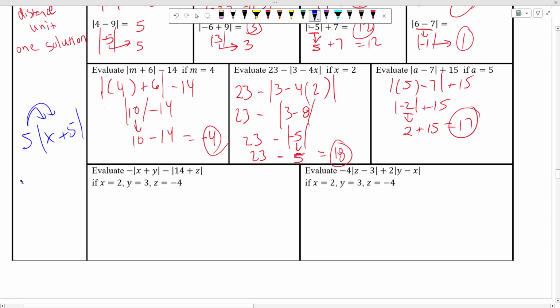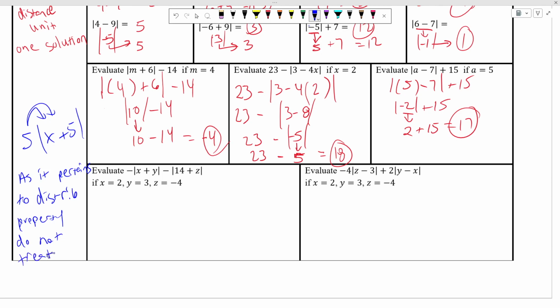So as it pertains to distributive property, do not treat them like parentheses, grouping symbols, brackets, whatever you want to call it. Do not treat them that way, for you will likely run into the wrong answer if you do. So don't even think about them that way.